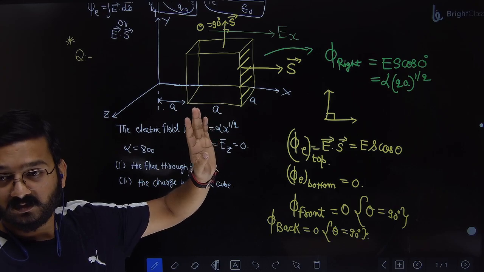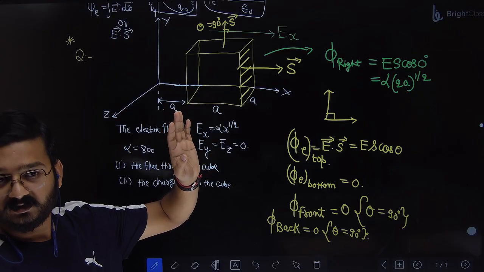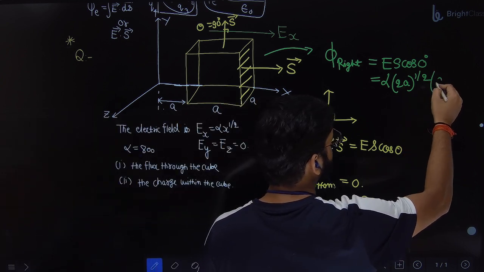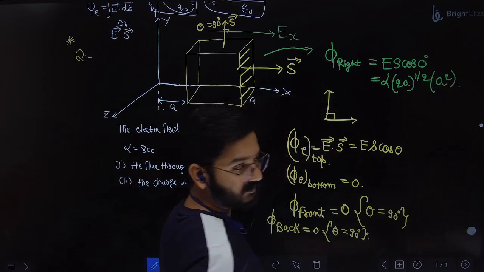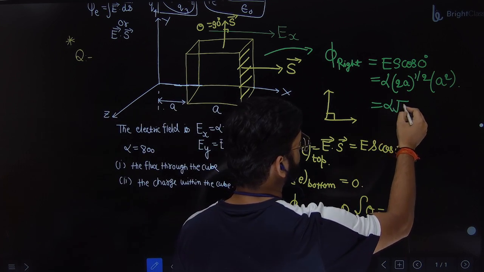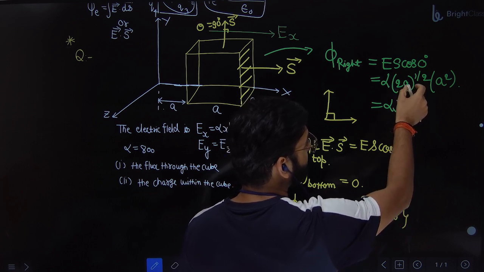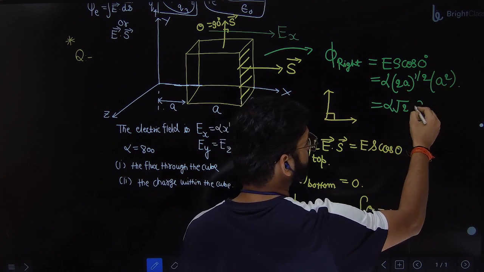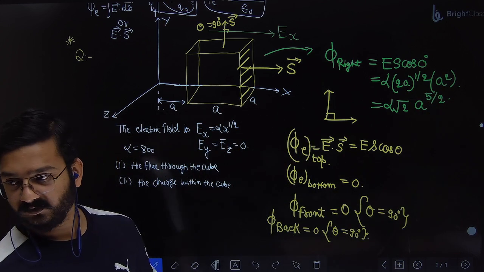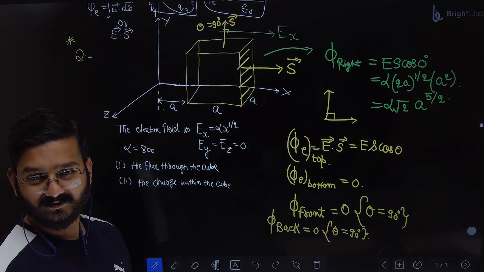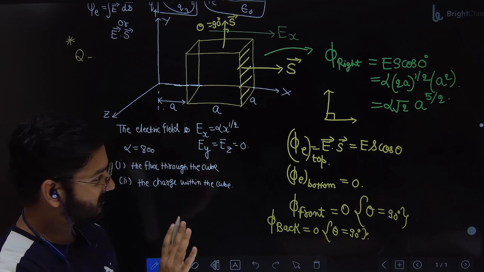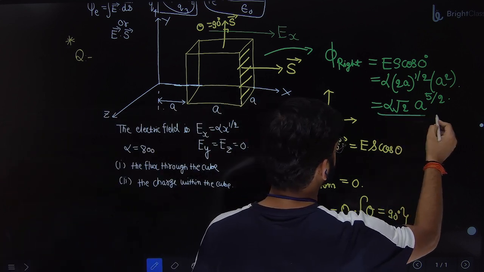In cube, what is each surface? Square. What is the area of square? Side square. So area will be how much? A square. Any problem in this? So what will I write? Alpha into root 2, A to the power 1 by 2 plus 2. How much? A to the power 5 by 2 or 3 by 2? Correct? 1 by 2 plus 2. So this is for right.